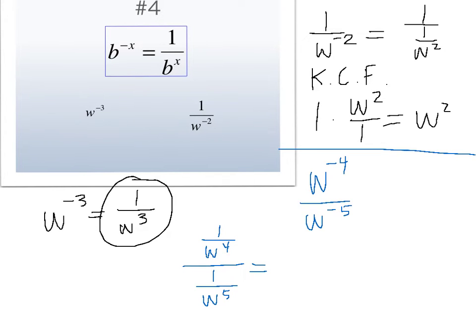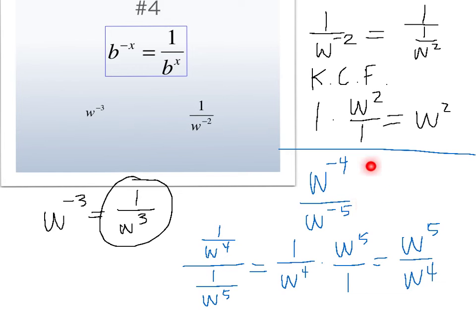If I keep, change, flip this, we get 1 over w to the 4th times w to the 5th over 1, which is w to the 5th over w to the 4th. So what you can see is, from our original problem to our final answer, basically we switch the 4 and the 5 and drop the negative.